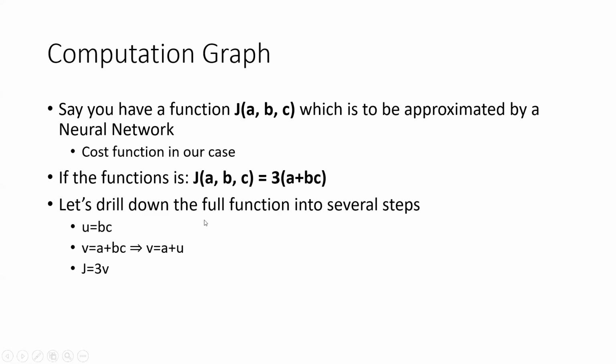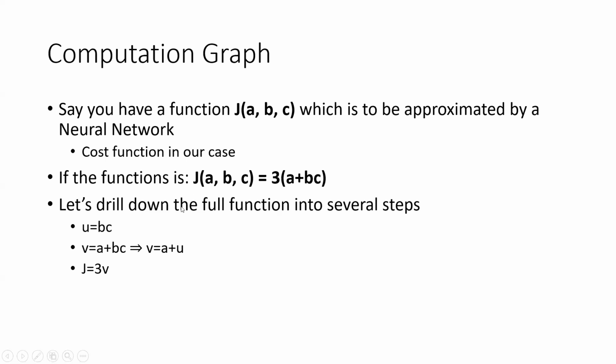Now we want to calculate a plus bc. In order to do that, we take a plus bc as v. V equals a plus bc. Then we have already given a name for bc, which is u, so we substitute bc with u so that v equals a plus u. By substituting u equals bc into this formula, you get v equals a plus u. This is the second step.